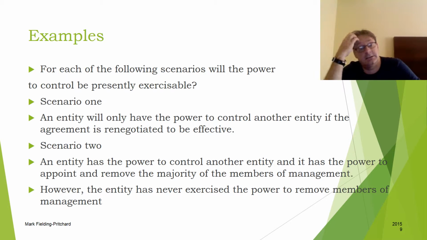Right, in scenario two, an entity has the power to control another entity and can remove and appoint directors, standard stuff. But it's never actually bothered to do this in 20 years of existence. That one doesn't actually matter, because it can do it if it wants to. The fact that it's never done it in the past doesn't mean that it won't get a new chief executive who decides to change things in the future. So in scenario two, you would be required to consolidate the accounts. Okay?